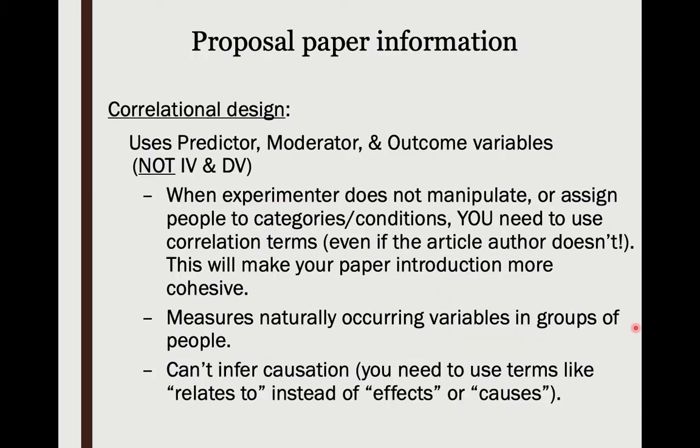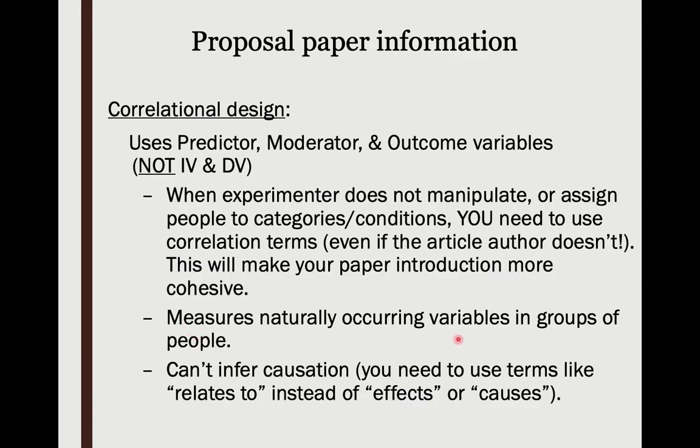For a correlation, you have a predictor, moderator, and outcome. So not independent variable, dependent variable. So, when the experimenter does not manipulate or assign people to categories, you need to use correlation terms, even if the article author doesn't, which will make your paper introduction more cohesive. So this is more for when you're writing about the studies you reviewed. If the study did not manipulate the variables or assign people to them, you have to use correlational terms. So you can't say caused an effect, for example.